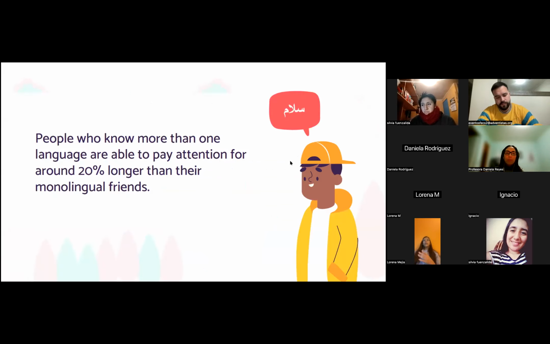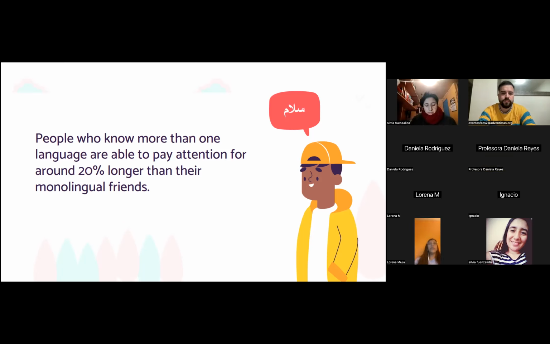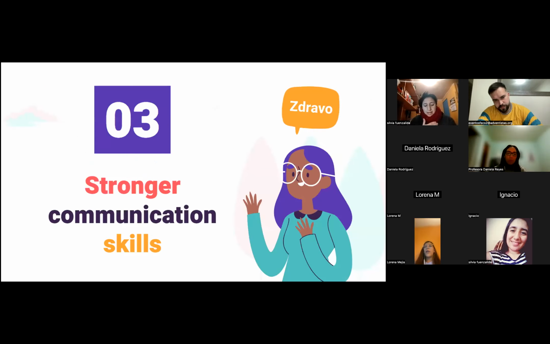Just 1 week of learning a new language has a positive impact on students' levels of alertness or focus. And people who know more than one language are able to pay attention for around 20% longer than their monolingual friends. So studying a new language will boost students' concentration no matter what age they are. And the number 3 is stronger communication skills.